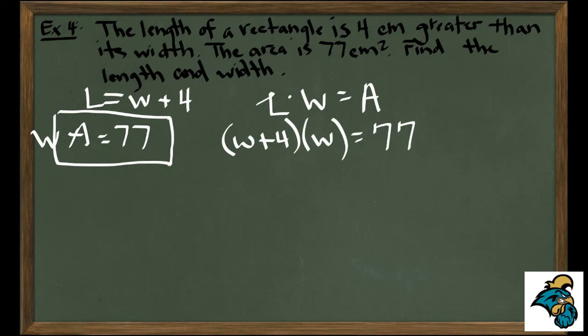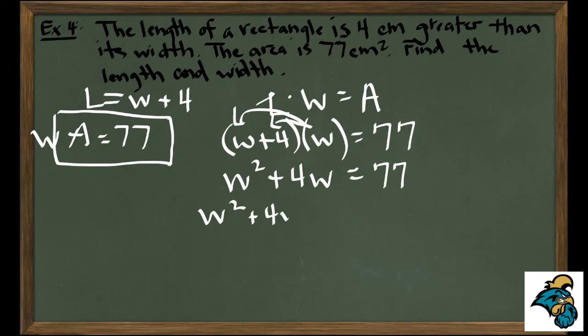So what I need to do first is distribute this. That's going to give me W squared plus 4W equals 77. So what I did is I took this W and I gave it to the W and the 4. Then remember I need 0 on the right-hand side, so I'm going to subtract 77 from both sides. Now I'm going to factor this.